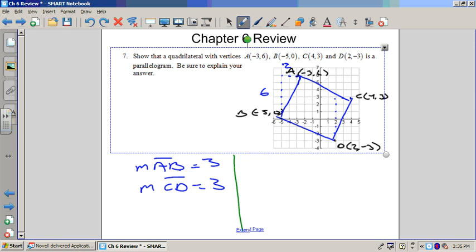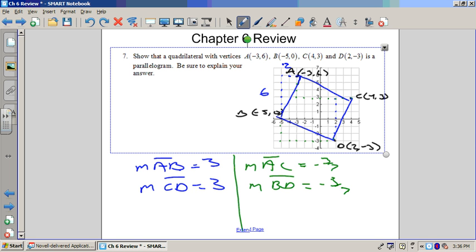So what is the slope of AC? To go from A to C, I'm going to have to go down 1, 2, 3, and over 1, 2, 3, 4, 5, 6, 7. So the slope of AC is -3/7. The slope of BD is down 1, 2, 3 over 1, 2, 3, 4, 5, 6, 7. The slope of BD is -3/7. Because opposite sides are parallel, I do have a parallelogram.